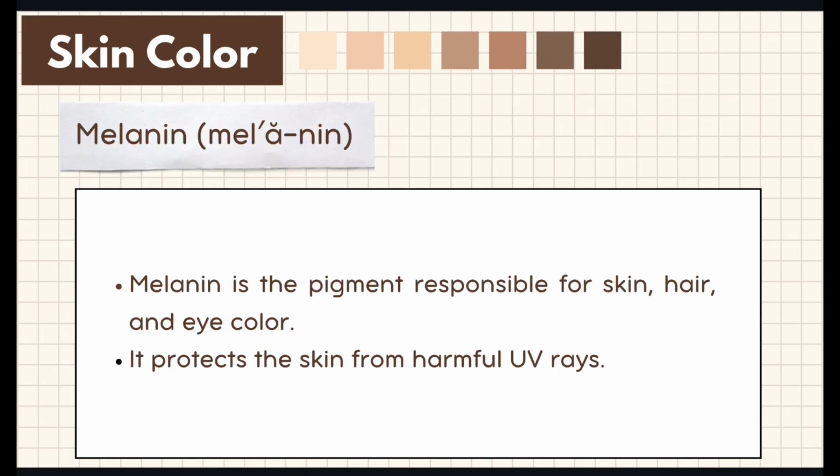So what is melanin? Melanin is the pigment responsible for skin, hair, and eye color because it is the main pigment that decides how light or dark our skin is. Melanin also protects the skin from harmful UV rays. It absorbs sunlight, helping prevent skin damage from the sun.